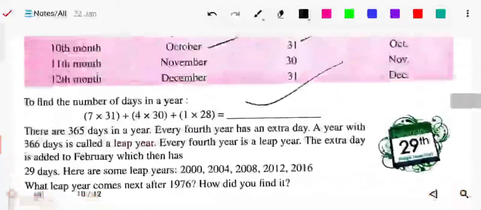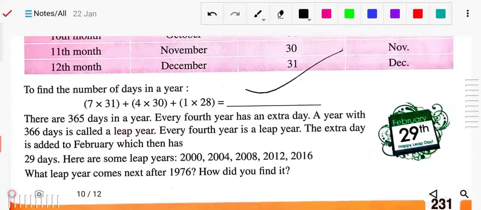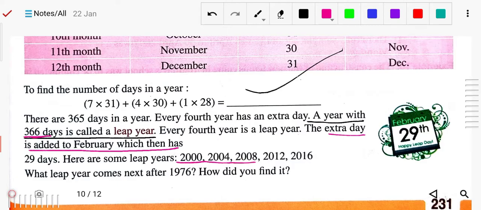Now next we have the leap year. A year with 366 days is called a leap year. The extra day is added to February, which means if it is a 366-day year, 1 day is extra, and that will be added in which month? February. Like 2000, 2004, 2008, 2012 and 2016, these are leap years.